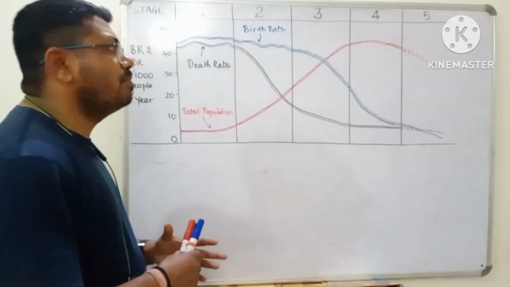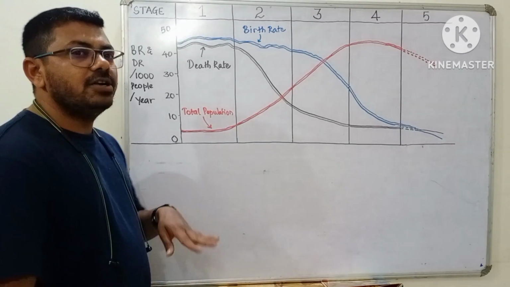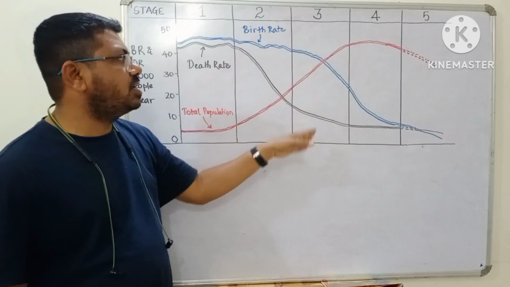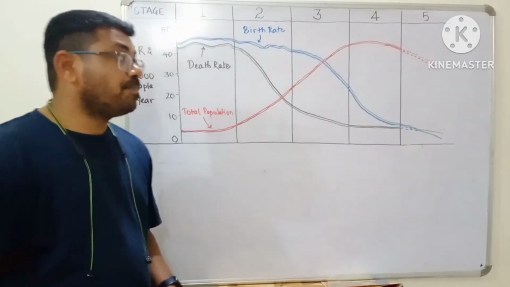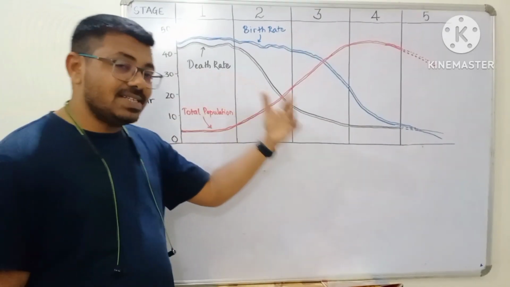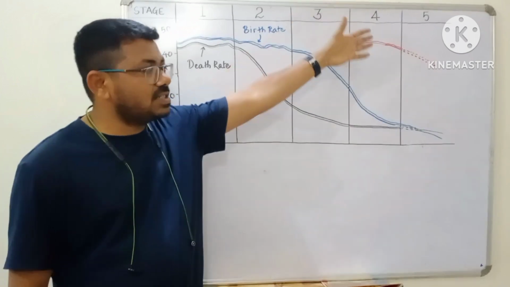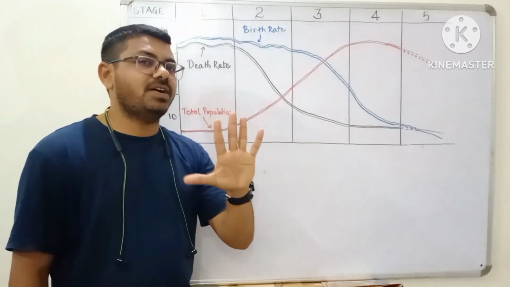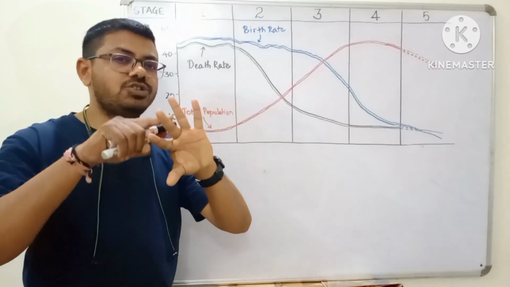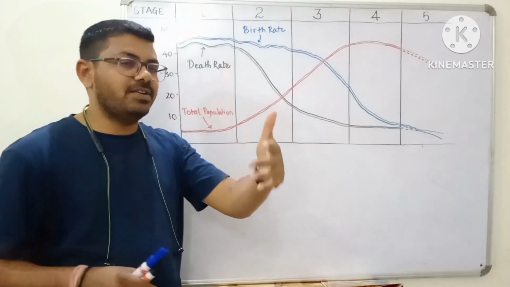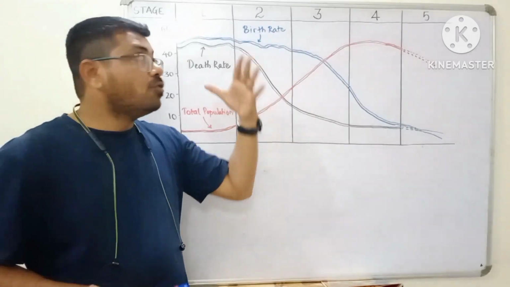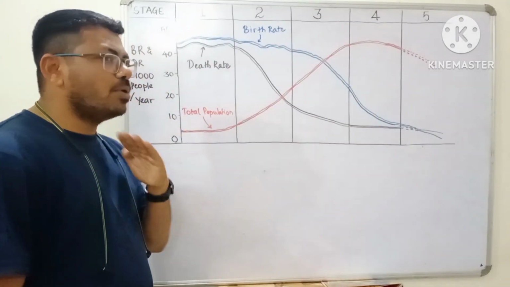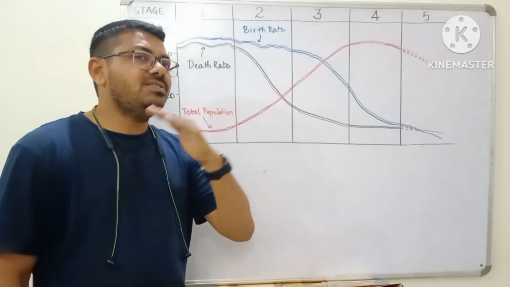Demographic transition model is basically divided into 4 stages. Stage 1, stage 2, stage 3 and stage 4. But due to the recent developments, one more stage has also been added. So now demographic transition model has 5 stages. Stage 1, 2, 3, 4 and 5. So there are 5 stages. From the first stage to the last stage, you will see that population has been changed.